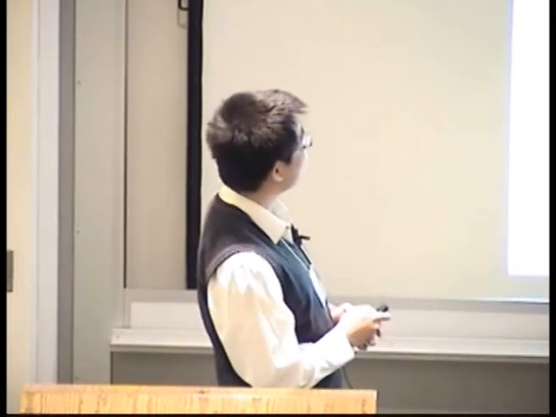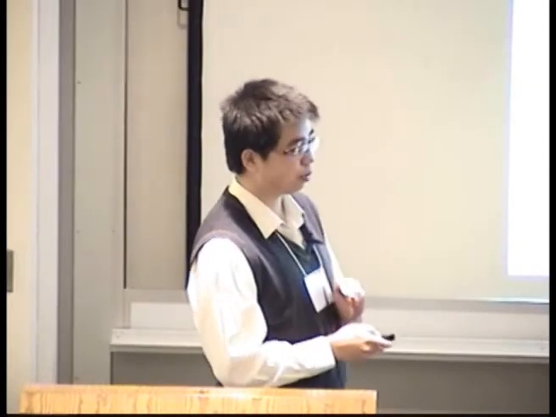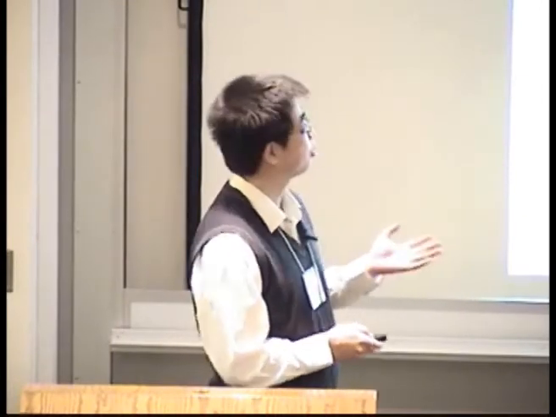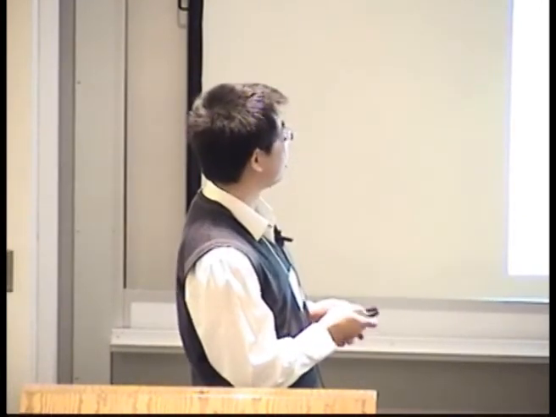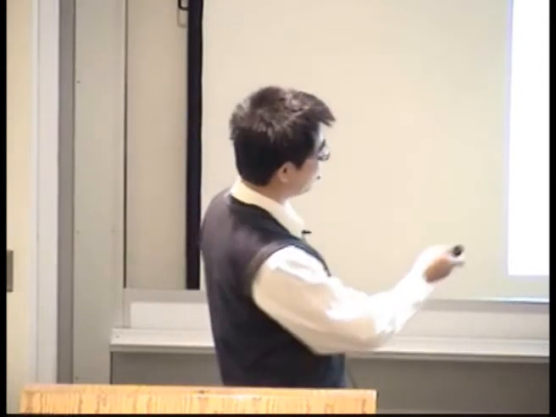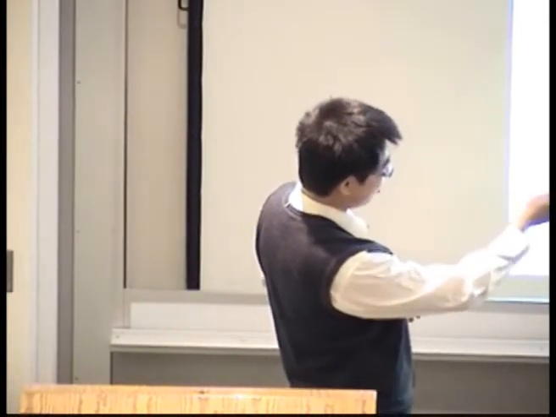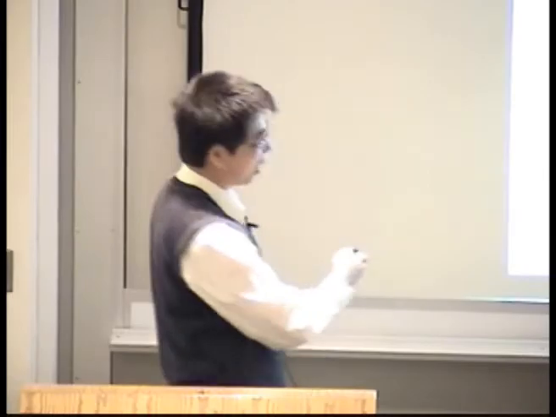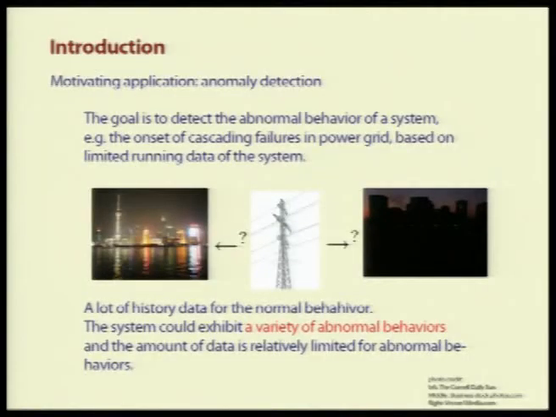One motivating application is anomaly detection. What happens with anomaly detection is you want to detect the abnormal behavior of a system, for example, the onset of cascading failure in the power grid, and it's based on limited running data of the system. So basically, you observe what is currently running, and you want to say whether you're going to have a blackout or not.